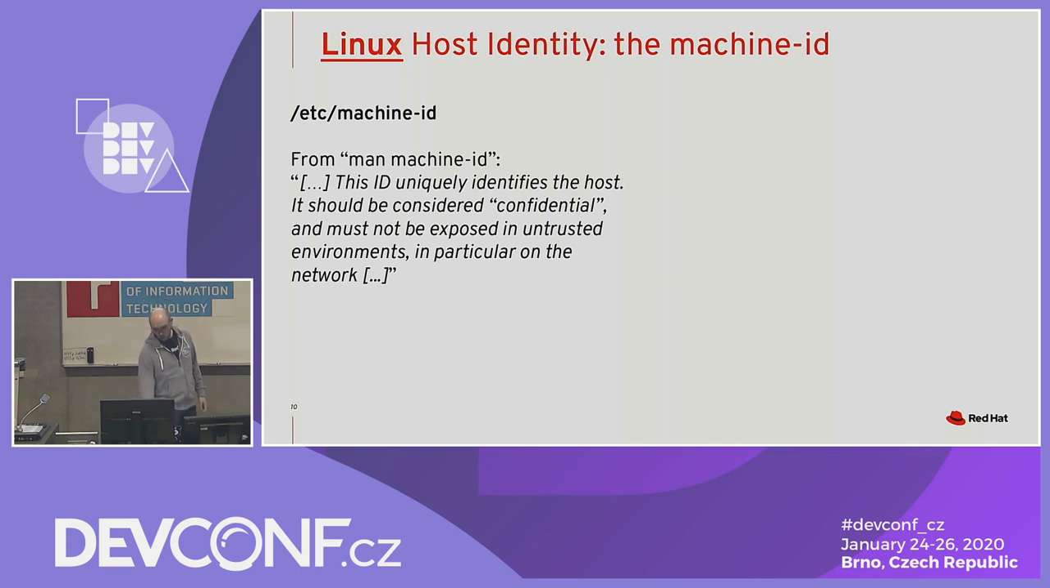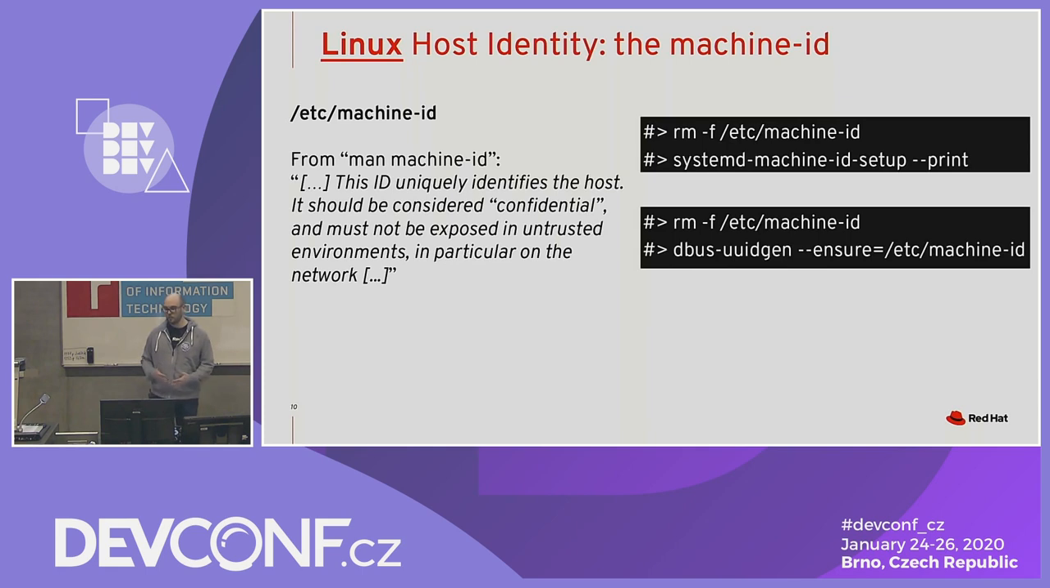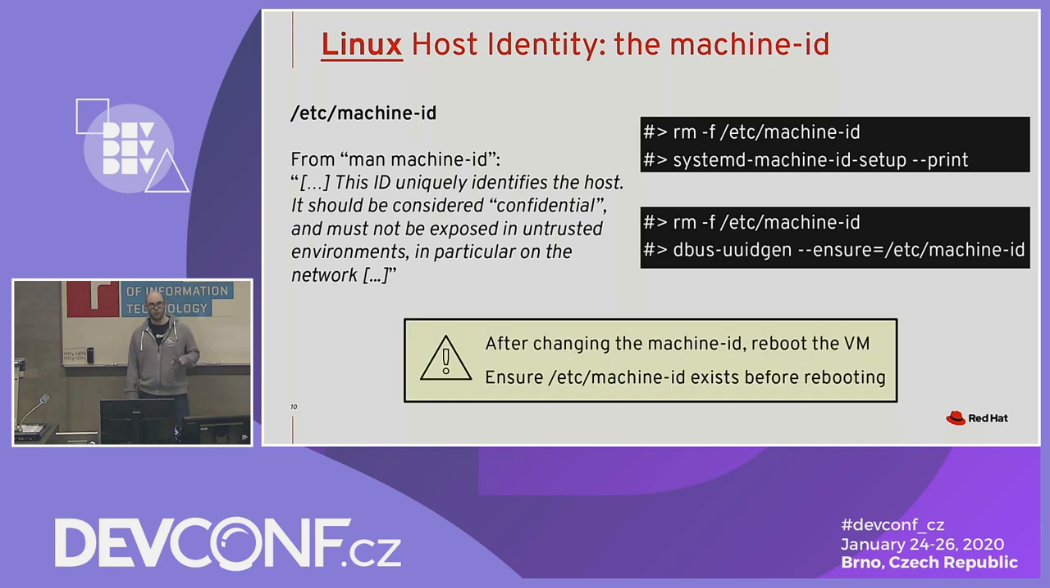And this is not something that is automatically taken care of when you clone a virtual machine. You can change it by removing the machine ID file and regenerating one with systemd-machine-id-setup or dbus-uuidgen tools. But I will warn you, don't play too much with this. Pay attention, because it's better that as soon as you change it, you reboot your virtual machine, and you should really ensure that you have a valid machine ID before rebooting the host. Otherwise, you may even have issues rebooting it.